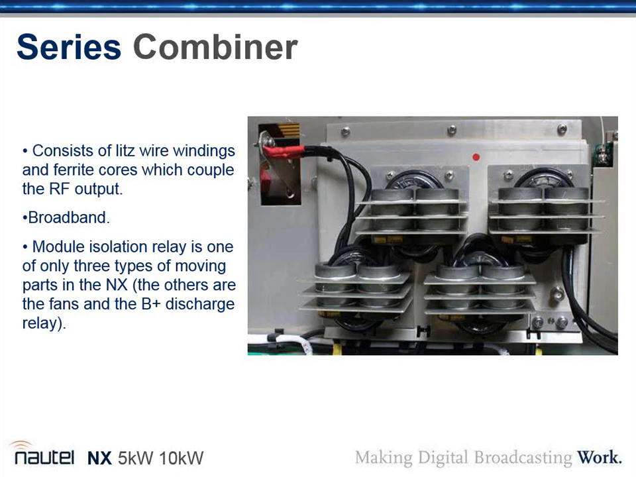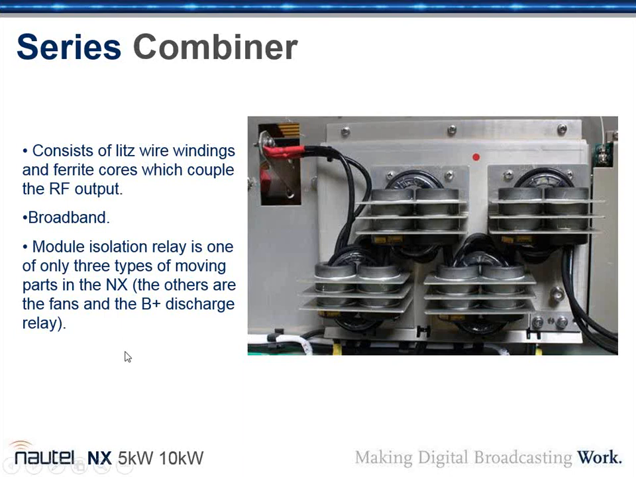That's right. Each one of these sets of toroids is coupled to one of the modules. This series starts at ground over here and ends up with the RF voltage over there. Basically the voltage of the output of each power module gets added together as you move through the combiner.